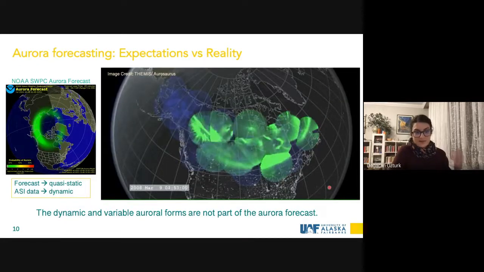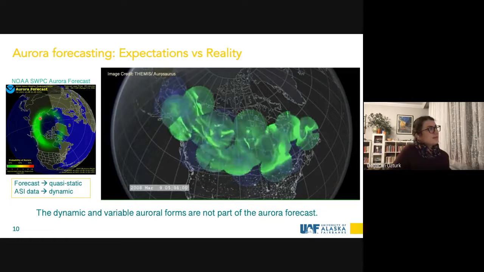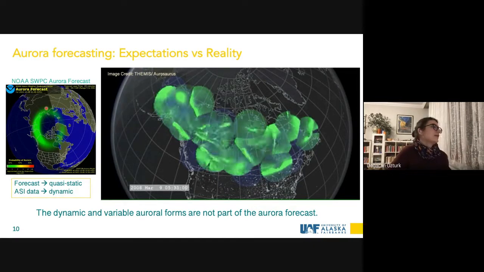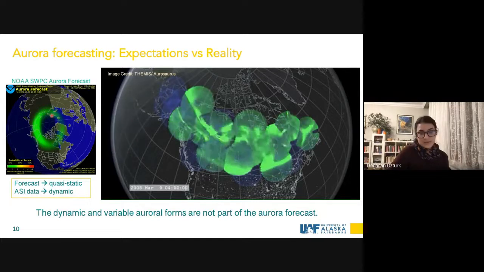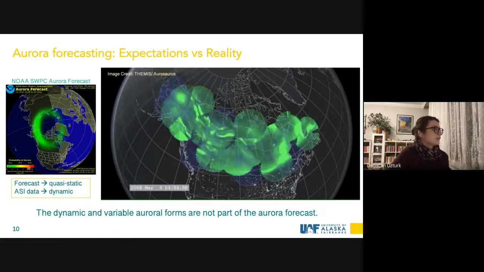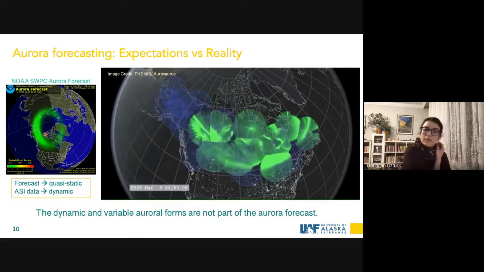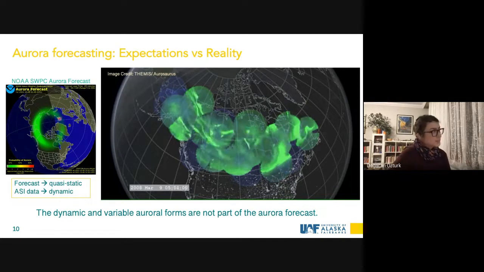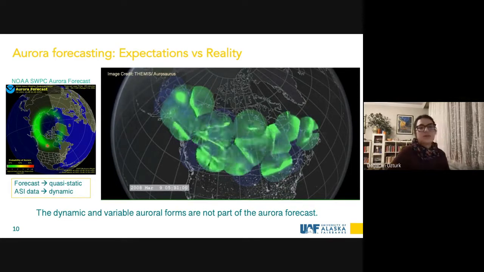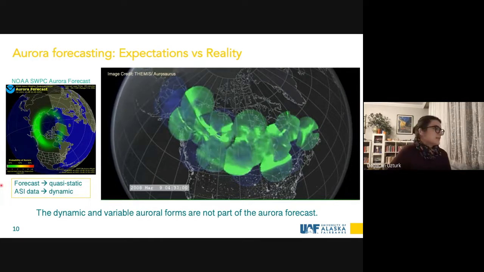So how does expectation fare with reality? You can see here a SWPC aurora forecast that shows us the aurora, and this displays the probability of seeing aurora. As the color goes from green to red, we are hoping to see a higher probability of observing aurora at a given location. These forecasts are produced in a quasi-static sense. So when we say large scale, this is what we mean.